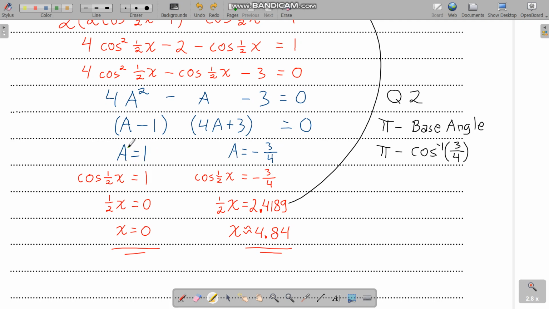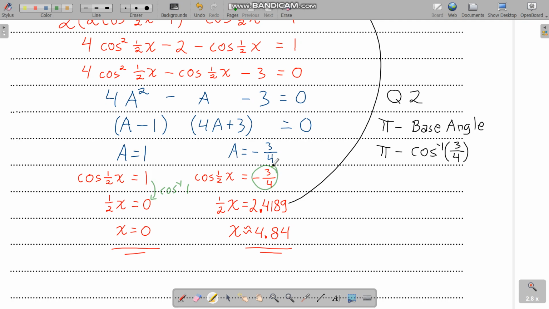So the A is cos 1/2 x. To find the 1/2 x, we do inverse cos 1, which is 0. So 1/2 x is 0, so x is 0.